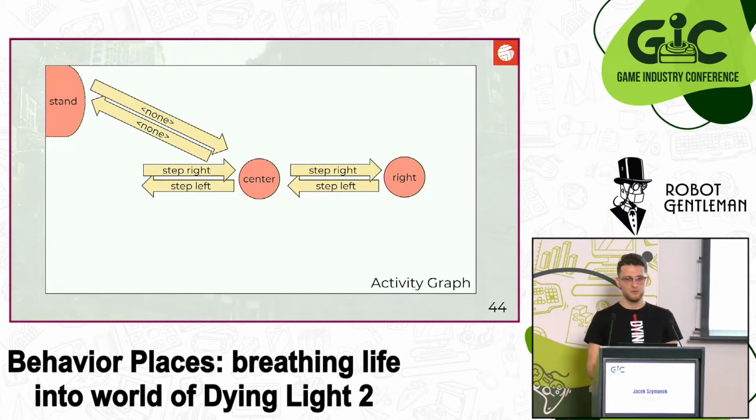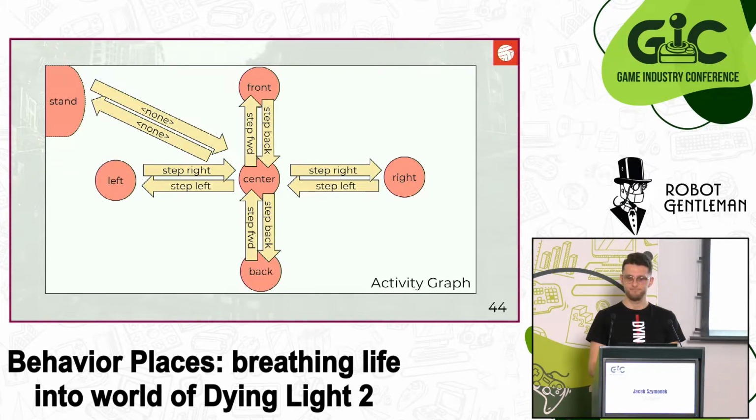This is how it looks in this example. Starting from the center activity, we can step in 4 directions to other 4 activities, and from each one, we can step back to the center. There are no entry and exit animations from stand to center. Since there is no need for a standing to standing animation, we can simply blend in.